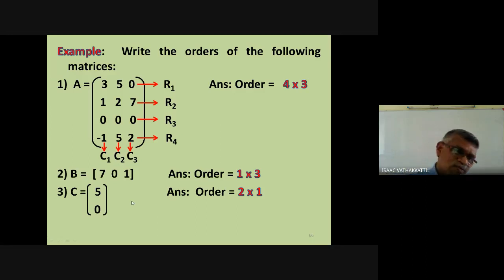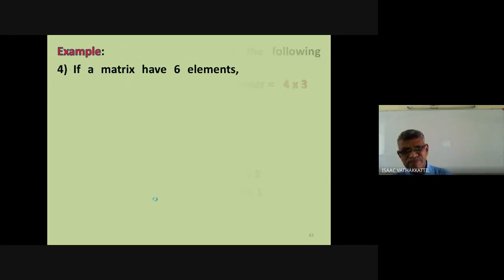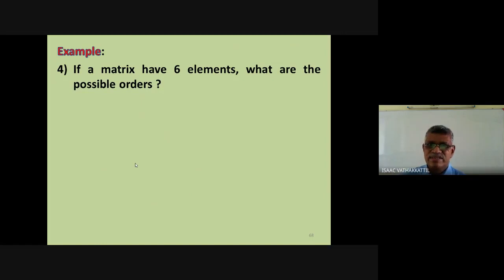Okay? There may be only one row. There may be only one column. So it all depends on the given matrix. Suppose a matrix of 6 elements. Can you tell me the possible orders? You know, if it is a matrix of order M by N, there will be MN elements. Now, if we have a matrix of 6 elements, what will be the order of the matrix?